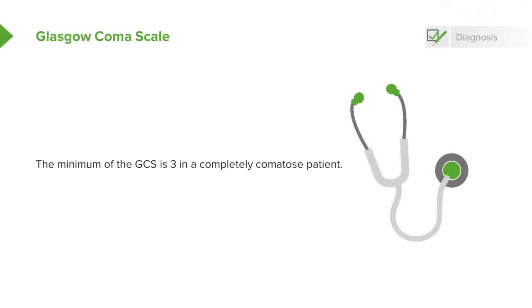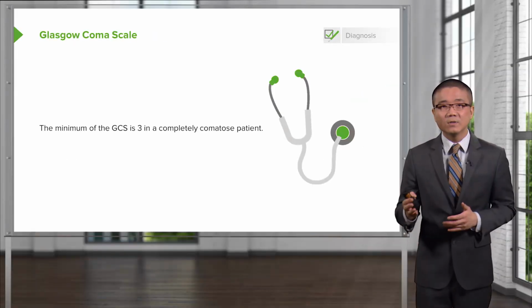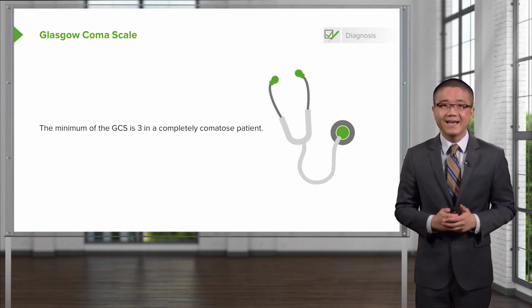The minimum GCS is 3 because the lowest score is 1 on a 1 to 6 scale. So, the minimum GCS score is 3 in this completely comatose patient. And as a side note, if the placement of an ET tube is the only limiting factor for a patient's ability to speak, we assign a T for endotracheal tube at the end of the GCS score.